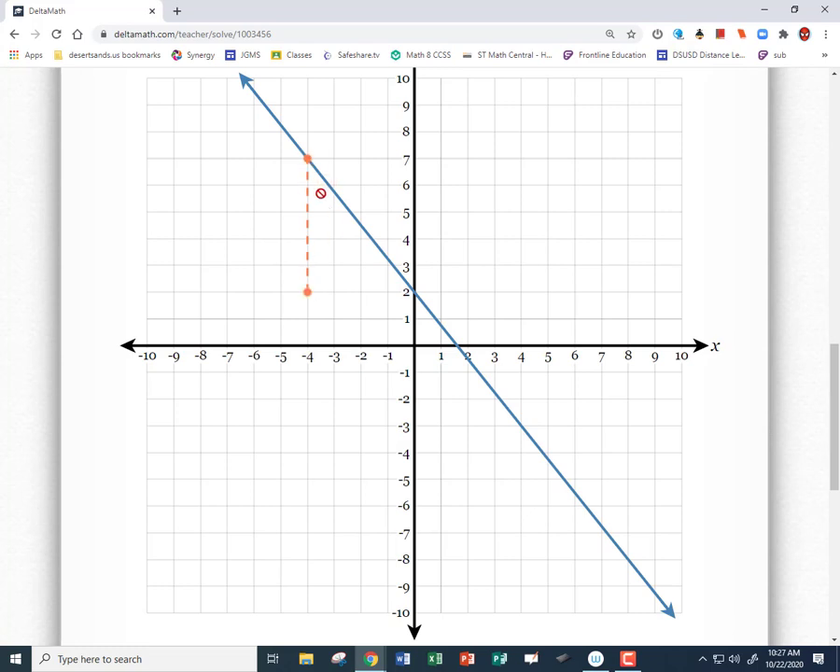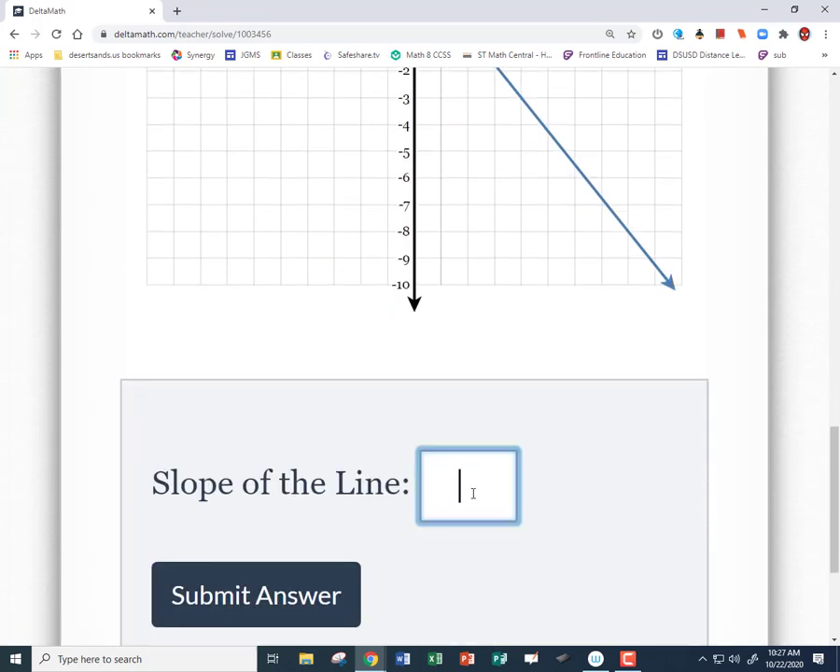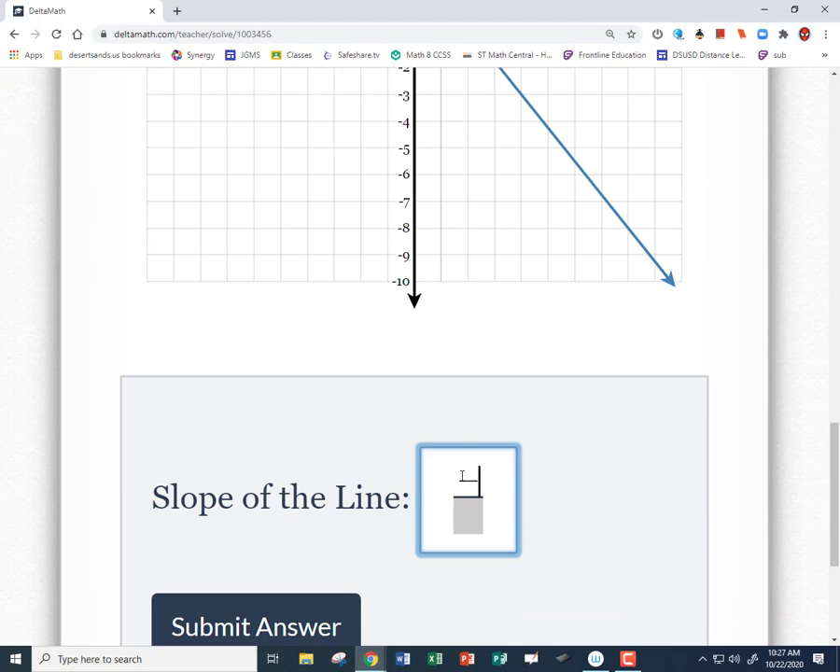I went down 1, 2, 3, 4, 5. Because I went down 5, that's a -5. So put the fraction bar. The number on the top is -5 because I went down 5.